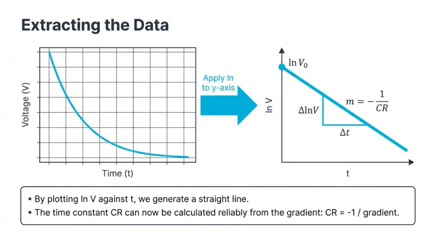What we do here is transform the original voltage versus time curve by taking the natural logarithm of the voltage values and plotting them against time. This converts the exponential decay into a straight line. The slope of this line corresponds to the negative inverse of the time constant CR. By measuring this gradient accurately, we can calculate the time constant CR simply as -1 divided by the gradient, which gives us a more reliable and straightforward way to analyze the decay process.